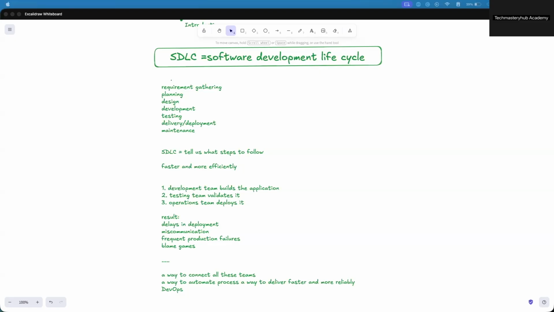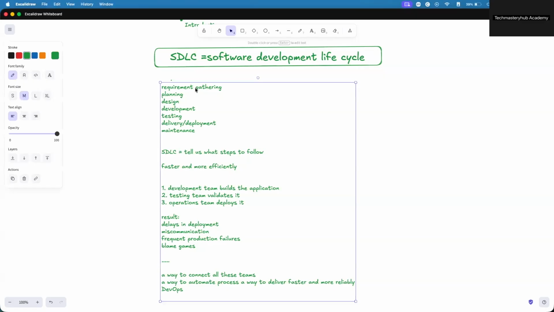In the previous video, we discussed SDLC, Software Development Lifecycle, in detail. We learned all the phases. So there are 7 phases of the software development lifecycle. First phase is requirement gathering, of course. Second phase is planning. Third phase is design. Fourth one is the development. Fifth one is testing. The next one is delivery or deployment. And the last one is maintenance.